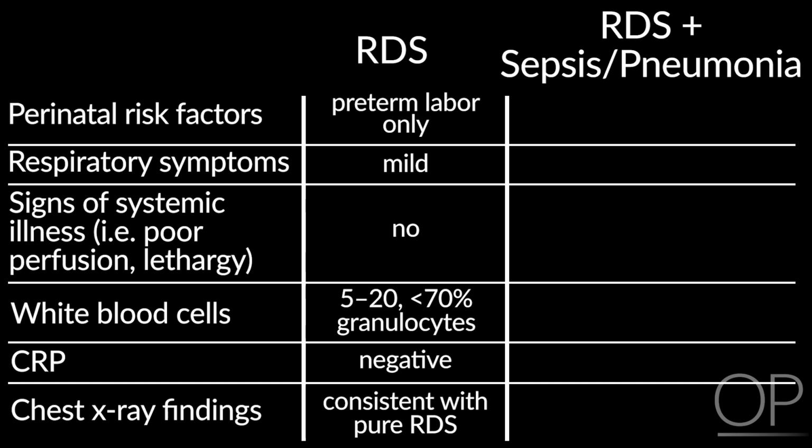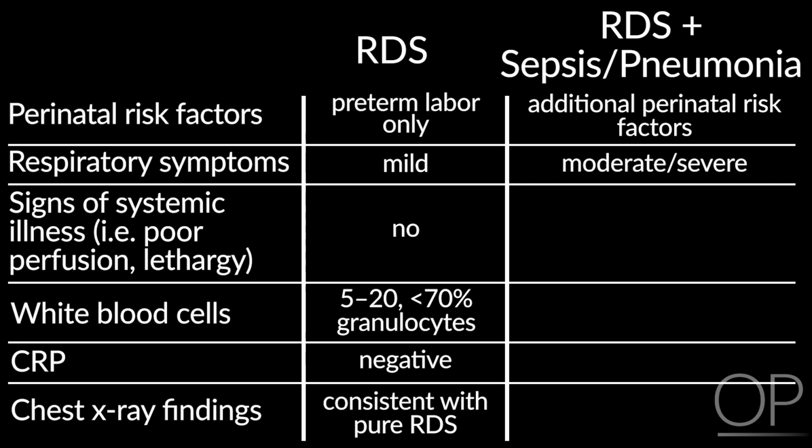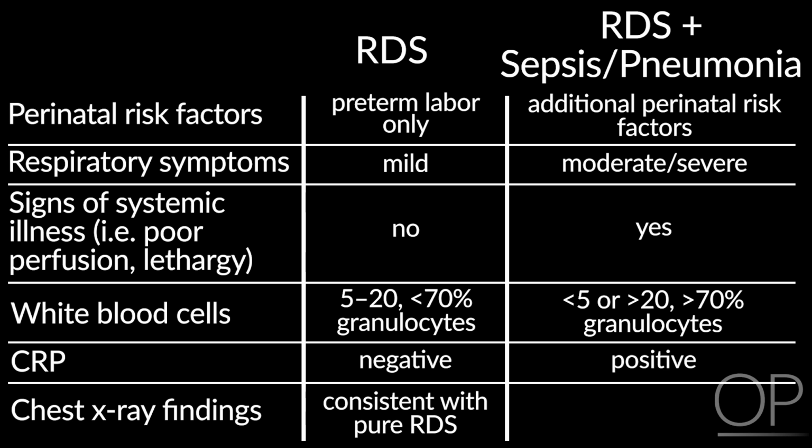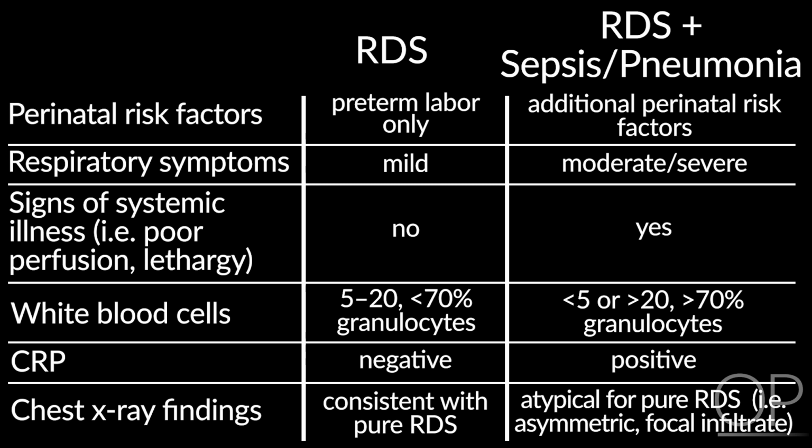These are factors that raise a concern that the baby may also have sepsis or pneumonia. Perinatal risk factors in addition to preterm labor, moderate to severe respiratory symptoms, signs of systemic sepsis such as poor perfusion or lethargy, white blood cells less than 5 or more than 20, and greater than 70% granulocytes. CRP positive, chest X-ray atypical for pure RDS, asymmetric infiltrate.